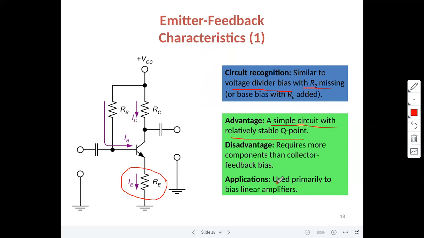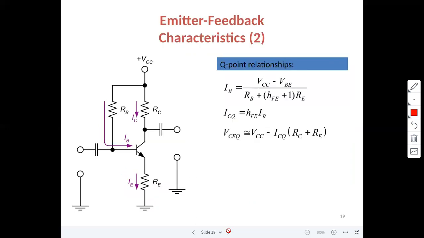The applications are used primarily to bias linear amplifiers. Why? Because the Q point is approximately stable, so this type of configuration may be used for amplifier applications. Once again, here the Q point is IB, ICQ and VCEQ. This is about the second type of biasing circuit, the emitter bias circuit.